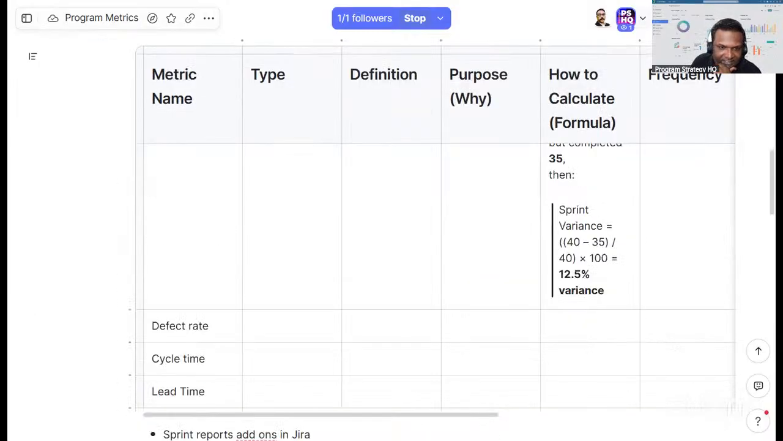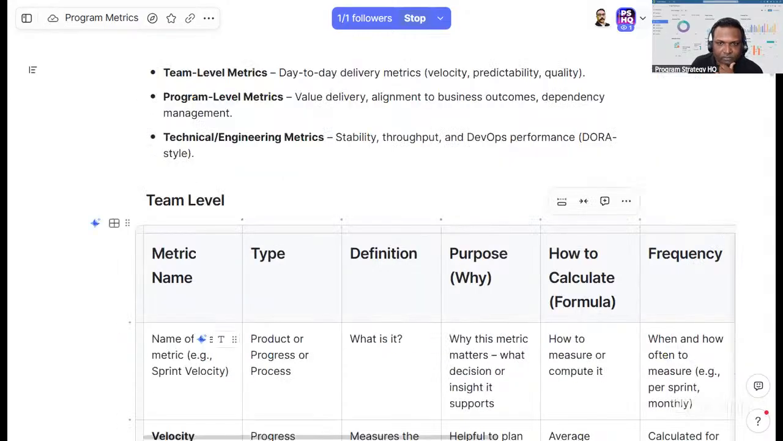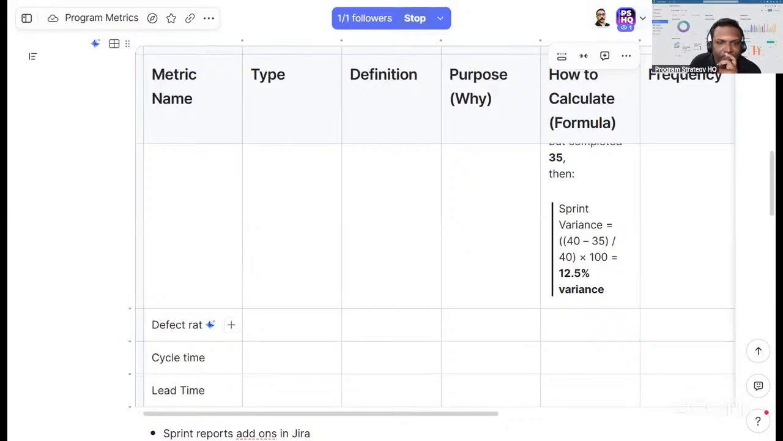Let's go to defect rate. Is defect rate a measure of product or process? I think it is product, the quality. Maybe here we may have to discuss defect density also, defect rate and defect density. So I will put it under product metrics.